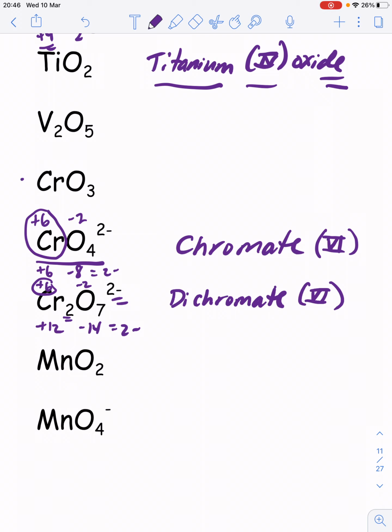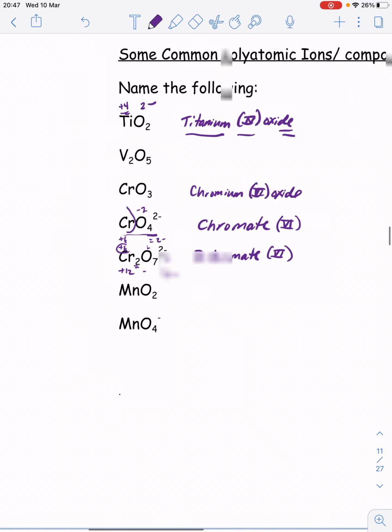Whereas this one up here is chromium 6 oxide. So 3 different species where the chromium has a +6 oxidation state. One of them is a neutral compound, so it's called chromium 6 oxide. 2 of them are polyatomic ions, so they're called chromate 6, but one of them has 2 chromiums, so it's called dichromate. So some little subtle details there.